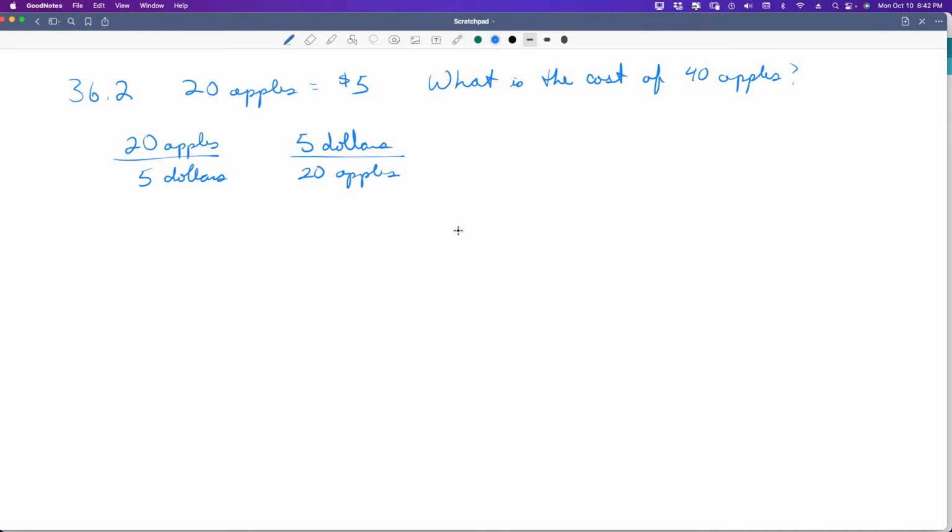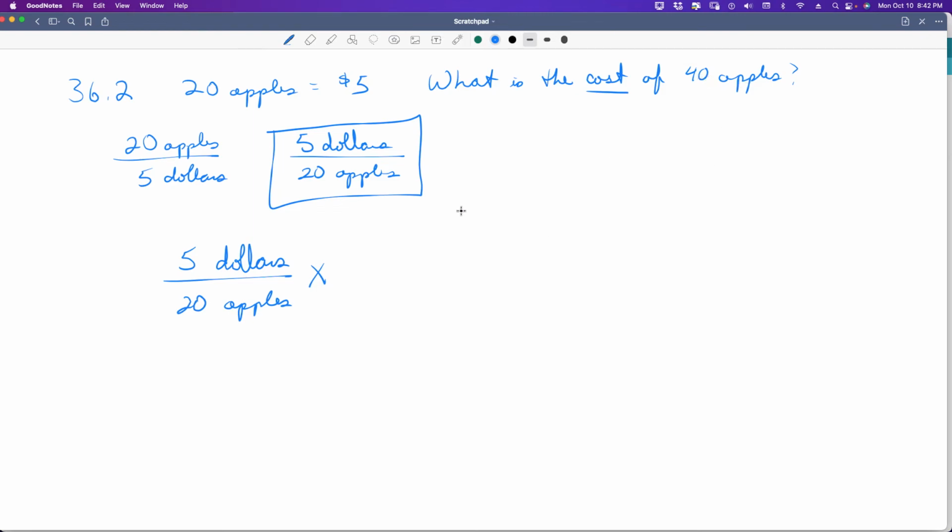Okay, so now we have to decide, what are we looking for? Well, this is asking us, what is the cost of 40 apples? So we need dollars to be in the numerator. So that would be this ratio right here. So $5 over 20 apples. And we're going to multiply that by 40 apples. Put that over 1 because this is a whole number. And now we're going to cancel apples and apples because they match up. We can cancel them out.